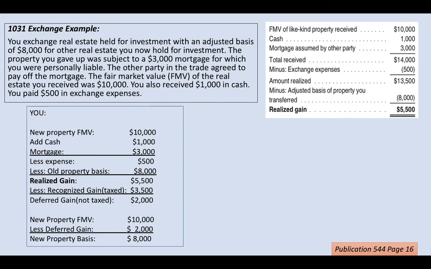Let's see what the IRS calculation process is. The IRS does exactly the same thing. It says you received the fair market value. You received cash of $1,000. You received the mortgage assumed by the other party. You received total.